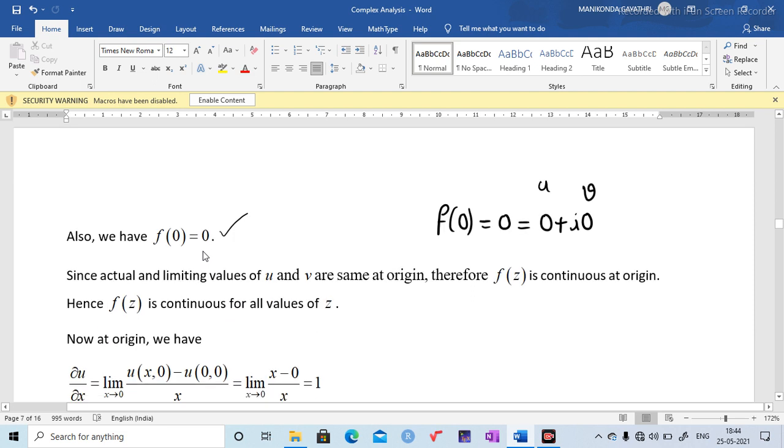Observe now the sentence, since actual and limiting values of u and v are same at origin. Why I am saying origin means here we are taking z equal to 0. Therefore, f of z is continuous at origin. Whenever actual and limiting values of u and v are same, then we can easily say that f of z is continuous at the origin. So here f of z is continuous particularly at origin.